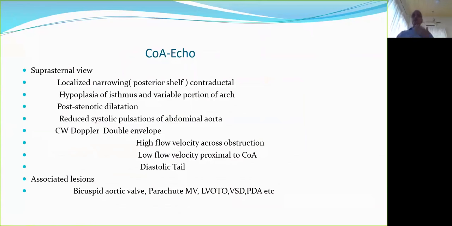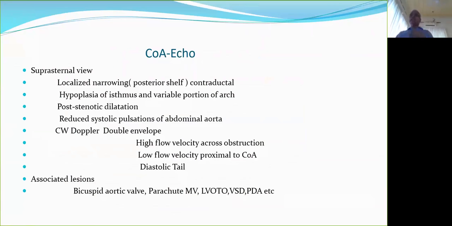We have already referred to how we assess the arch. A post-aortic dilatation could be seen. And if you're looking at the abdominal aorta, you find that the pulsations are much less vigorous. They may not be pulsating at all. And in a continuous wave Doppler, you find a double envelope with a high flow velocity across the obstruction and a lower flow velocity proximal to the coarctation.